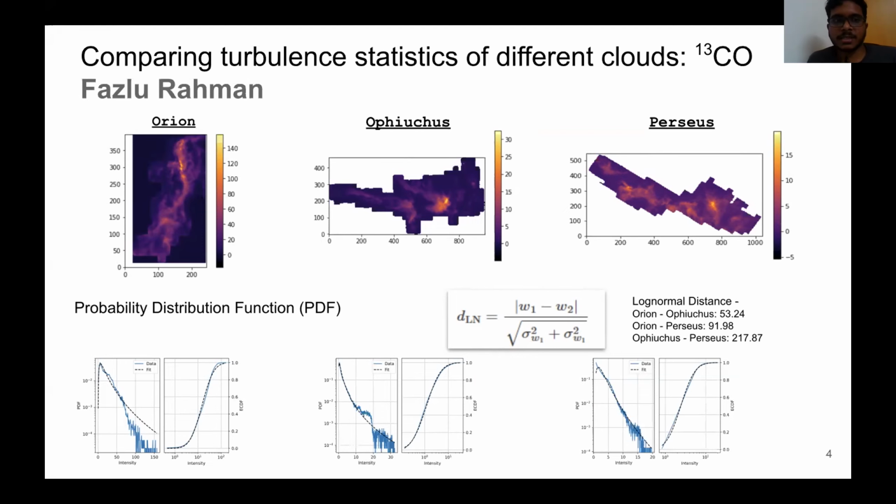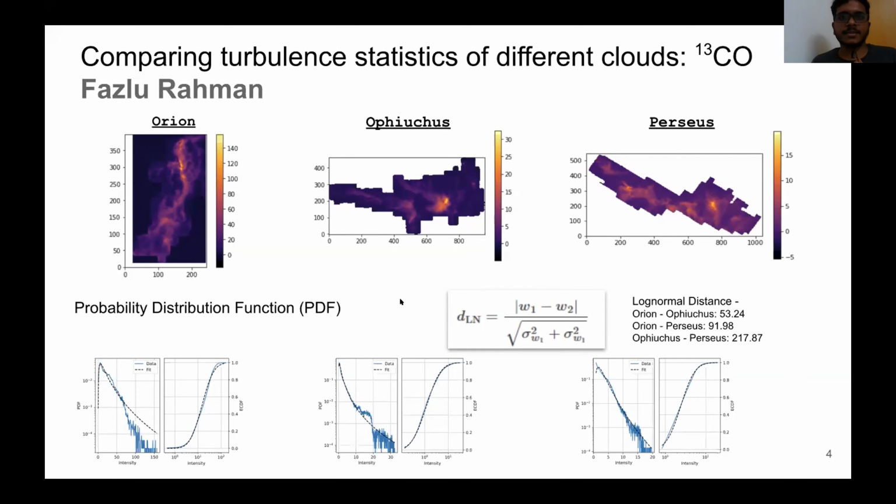In the beginning, we started with the probability distribution function, which can be computed, and we found that, as expected, these follow log normal distributions. These are for Orion, Ophiuchus, and Perseus. To quantify how much they deviate between the clouds, we have this statistic called log normal distance, which is given by the width of each PDF. We find that Orion and Ophiuchus have a log normal distance of 53, and these are the three numbers.